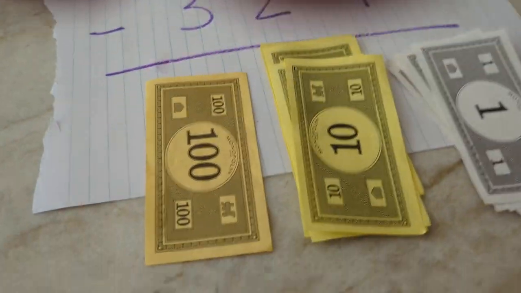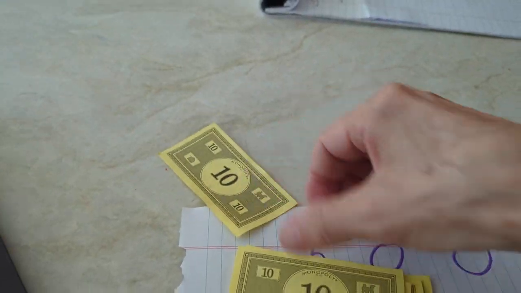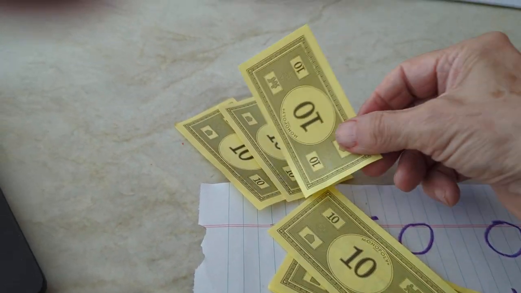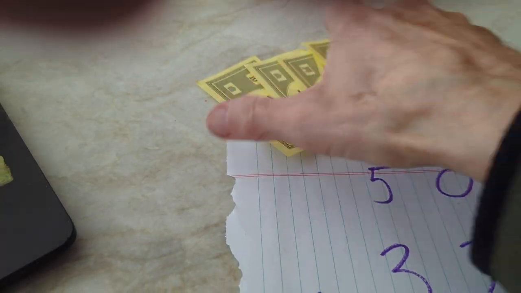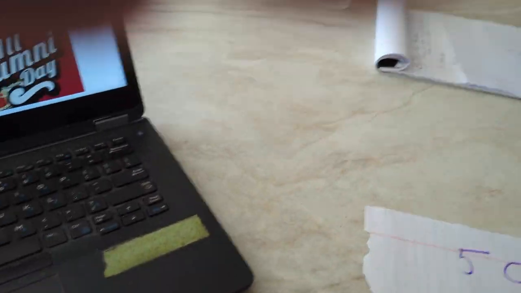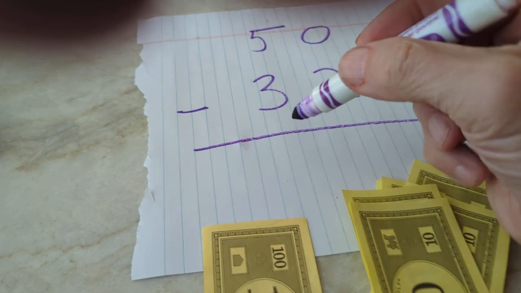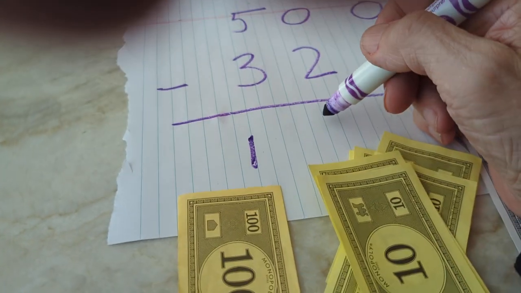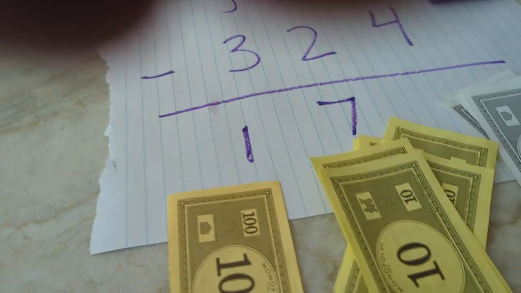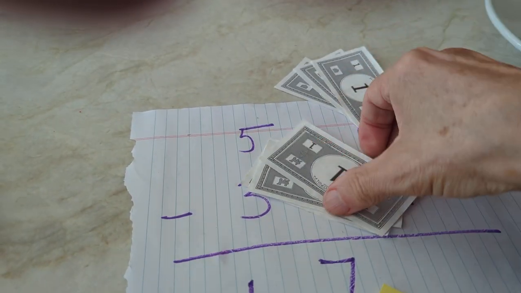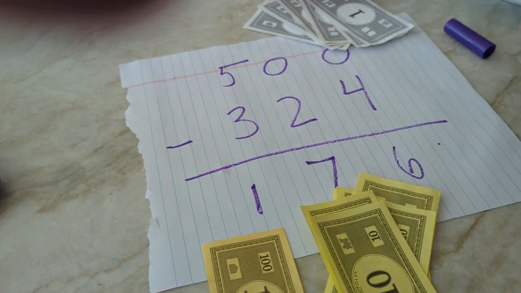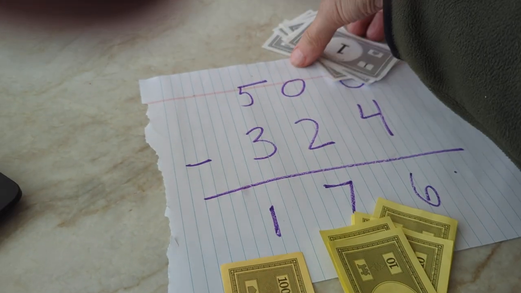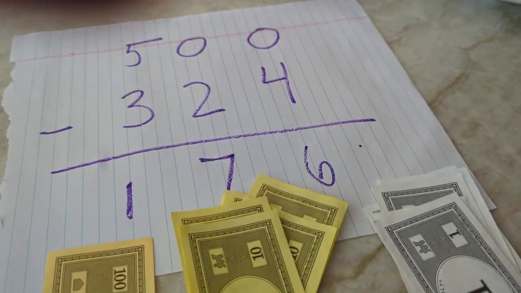It's one $100 bill, and then in the $10 bills, I have to count them out here. So 1, 2, 3, 4, 5, 6, 7. There's 7. I'm going to use my marker to record this. It was one $100 bill, 7 of the $10 bills. And now on the $1 bills, I'm going to count those. 1, 2, 3, 4, 5, 6. The amount of money I have left is 176. And we did it by borrowing over.